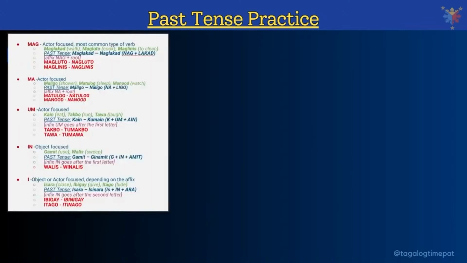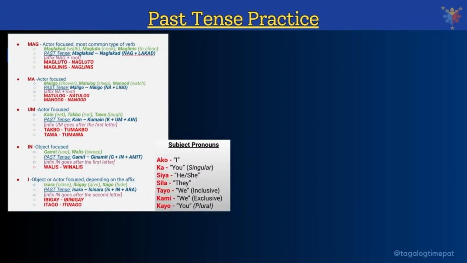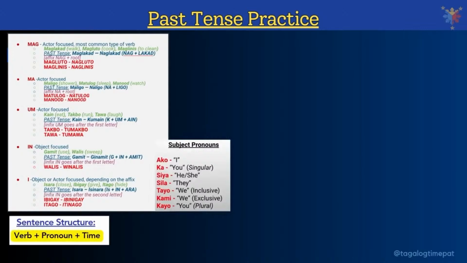All right, so up here in the top left corner are the conjugation patterns that we just learned for all of the different types of verbs. Then here are some subject pronouns that we learned. And then the sentence structure is verb plus pronoun, and then the time goes at the end.